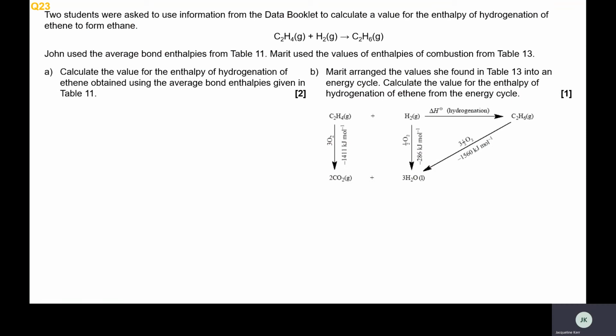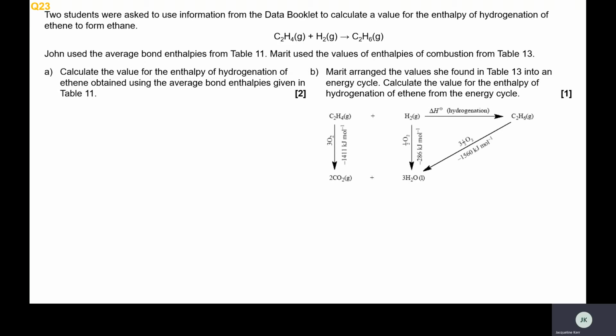I'm just going to go back to a friendlier colour. Okay, so 2 students are asked to use information from the data booklet to calculate a value for the enthalpy of hydrogenation of ethene to form ethane. So we've seen this when we've looked at organic, what that process is. Now we're looking at putting some energy values or enthalpy values with them as well. One thing to be mindful of, this question is from quite a few years ago now, where the data booklet values were slightly different. So if you do look up the actual mark scheme answers for this, they will be a tiny bit off. But if you're in the right ballpark, don't worry. It will just be reflective of the fact that the data booklet gets updated.